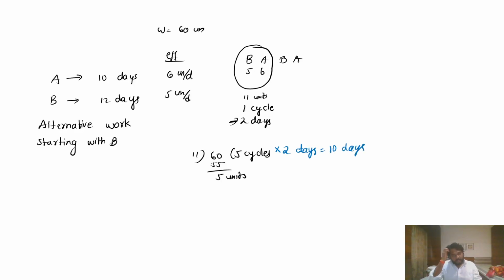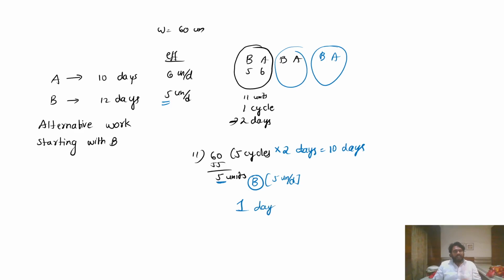Now who comes to work? B will work. The new cycle starts with B. So what is B's efficiency? 5 units per day. And luckily only 5 units are left to do, so obviously B takes one more day, one whole day to complete 5 units. So the total time will be 10 plus 1, 11 days. So starting with A, it is 10 5 by 6 days, whereas starting with B, it is 11 days.